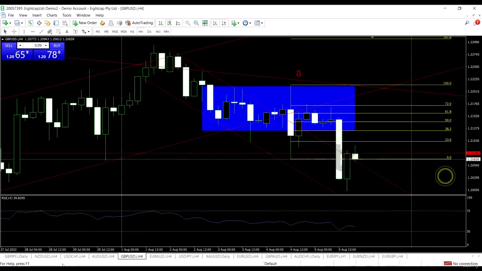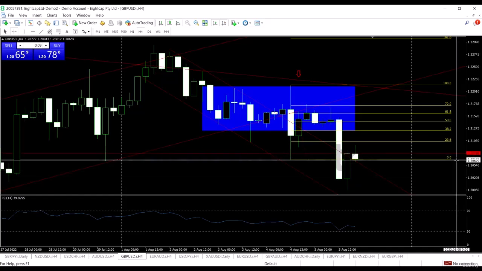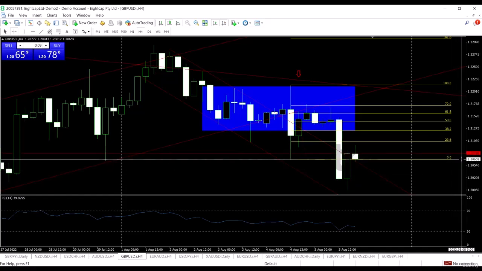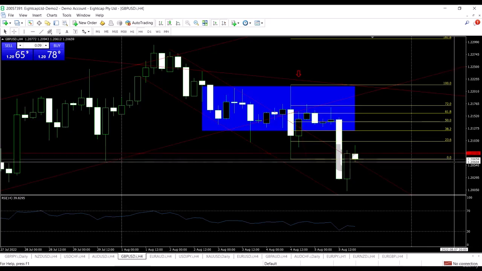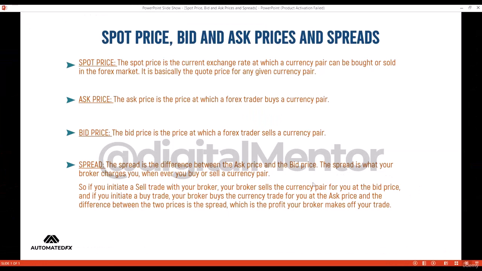So if you are buying this market, for example, the broker won't buy it from here, he's going to buy it from the ask price. So you're going to start at a negative number, at minus 12 pips. And then if you're going to sell this market, the broker won't sell it here, he's going to sell it here. So you're going to start at minus 12 pips. So that's what the broker is charging you for placing a buy trade and sell trade in this case.